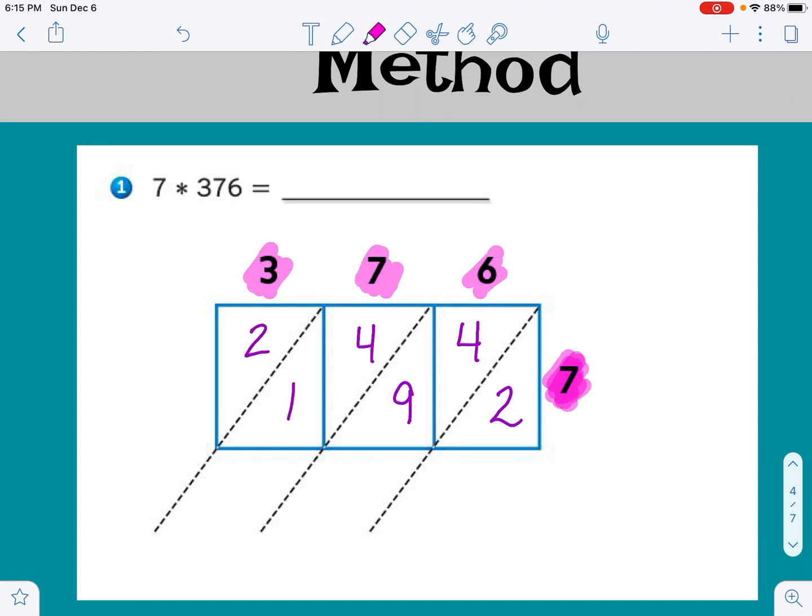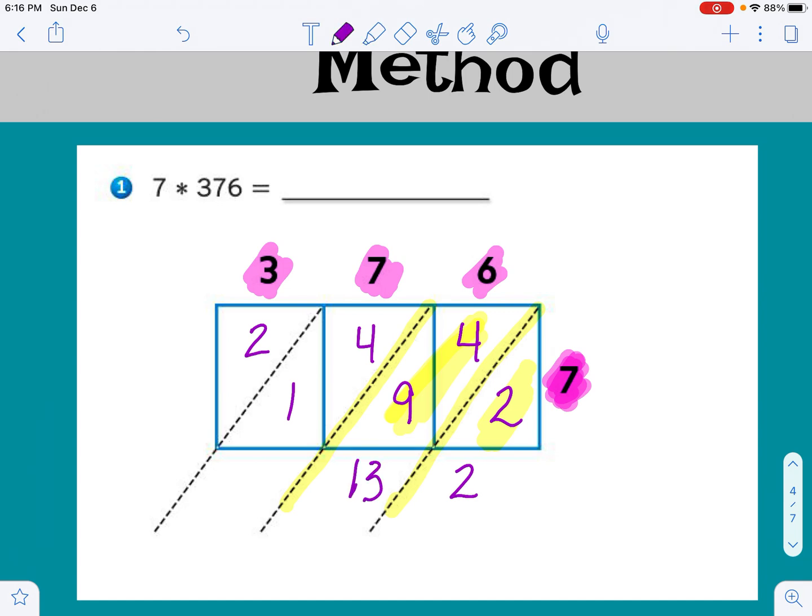The final step in lattice to get your answer is adding up your diagonals. So in this diagonal, there's only the number 2, so I just bring it down. In this diagonal between these dotted lines is 4 plus 9, it's 13.